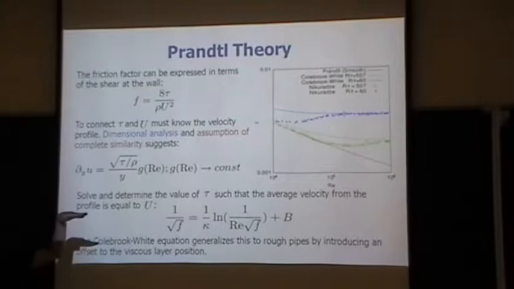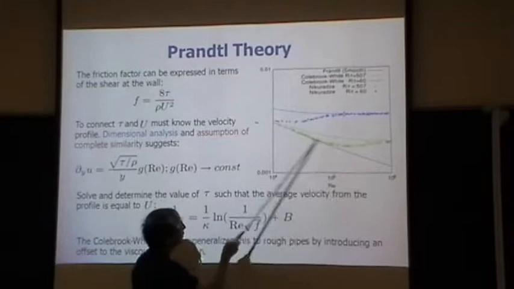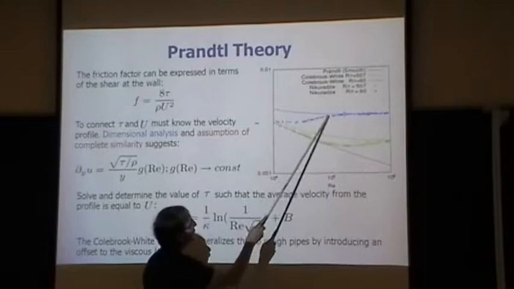Now you go and integrate it up to get the friction factor, and what you find is the friction factor obeys this formula here, and that formula is plotted over here. And you can see that this formula is a monotonically decreasing function. It doesn't have the bellies that you see in the real experimental data.